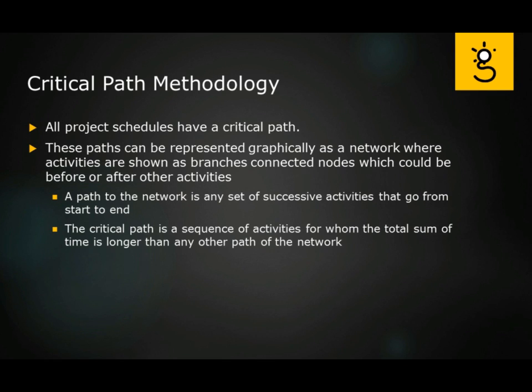Now, the term path, as I've hopefully just described, is a path through the network. It is any successive activities that go from start to end. Now, the critical path is the longest path through that network. That would be, again, looking at the sequence of activities where the total sum of time for that sequence would be longer than any other path in the network. And technically, if you think about that, that means that in the overall project, while we might be doing some things concurrently, the longest path would be the one that dictates the amount of time it would take to finish this particular program.